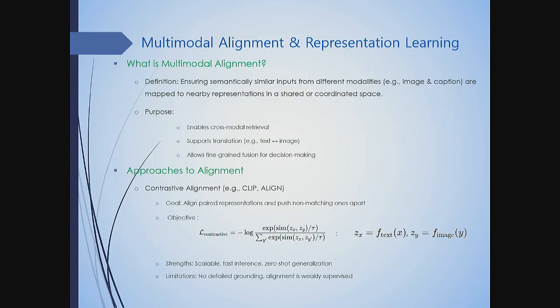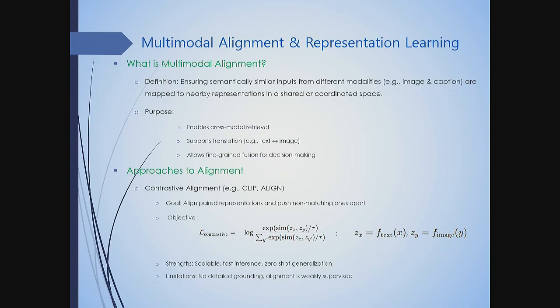We define multimodal alignment as ensuring that semantically similar inputs from different modalities, for example an image and a caption, are mapped to nearby representations, and they share some coordinate space, some kind of union of these two inputs. This is what they call alignment. If you do that, it's easy to enable cross-modal retrieval.